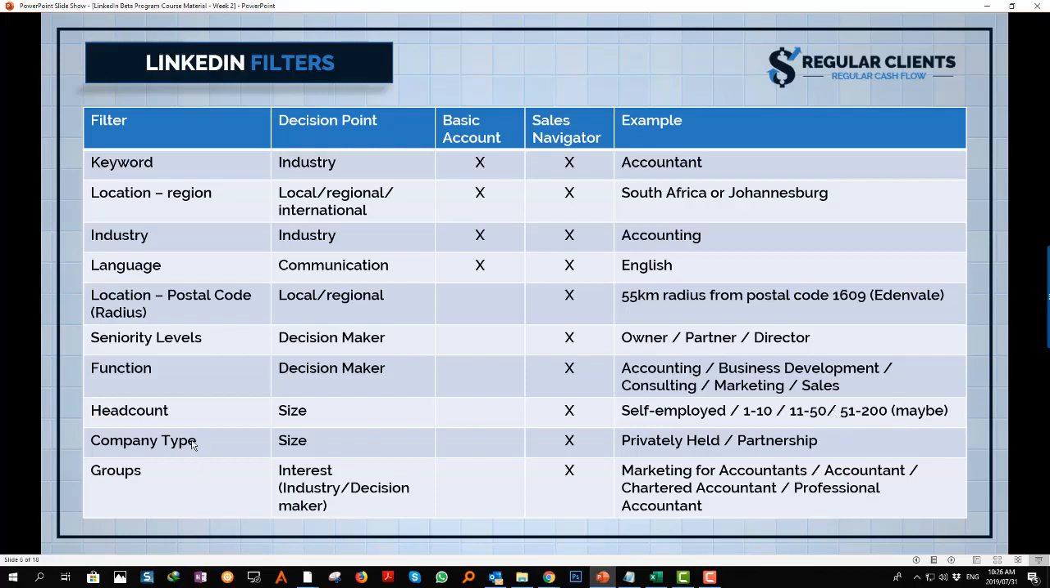And then, of course, we've got company type. Again, this will give you some indication of what the size is. So I like privately held or partnerships. Those are the most obvious ones, but there's going to be bigger companies, listed companies, NGOs, all sorts of other things. Then the last filter, which is really powerful, is the groups filter, and I'll show you a practical example of what that looks like just now. It'll make a bit more sense.